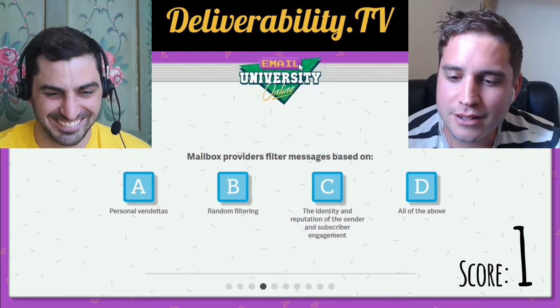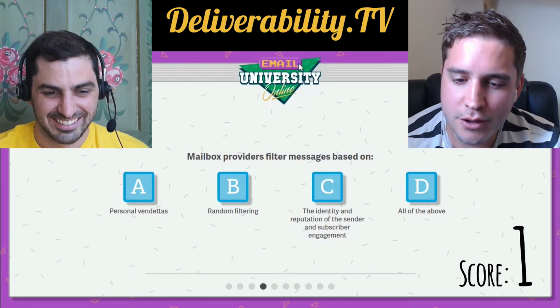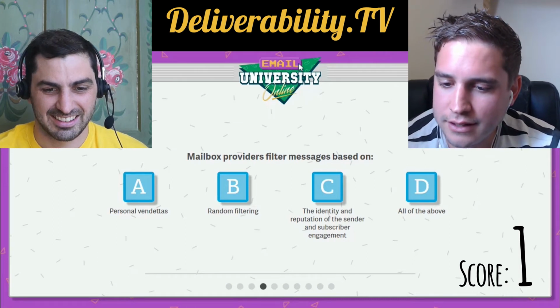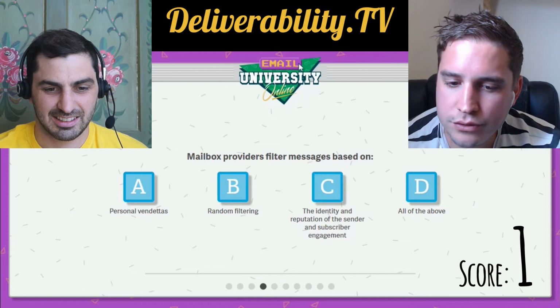Right. Mailbox providers filter messages based on A. Personal vendettas, B. Random filtering, C. The identity and reputation of sender and subscriber engagement, D. All of the above.